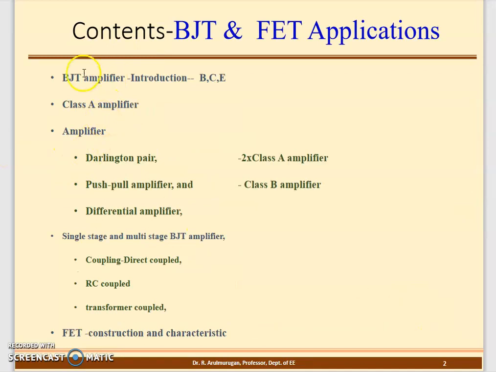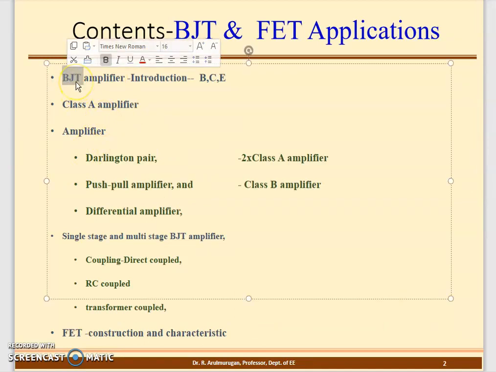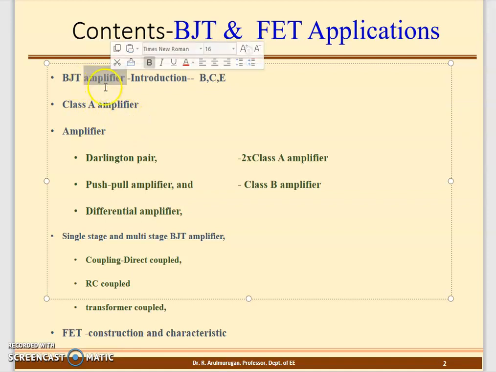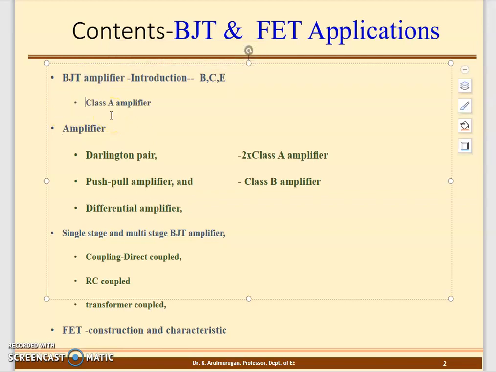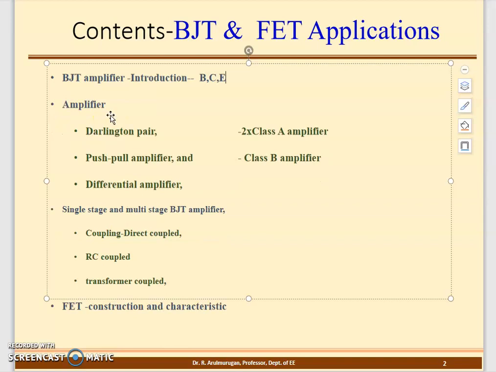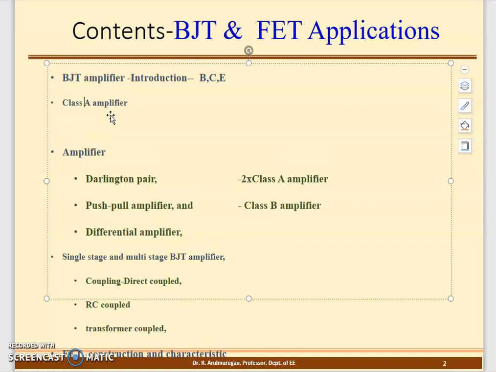So coming here, what is a BJT? BJT is a bipolar junction transistor. This transistor is also used for amplification purposes, as an amplifier. That amplifier is called a class A amplifier. You are going to learn and see about that. It's a class A amplifier.